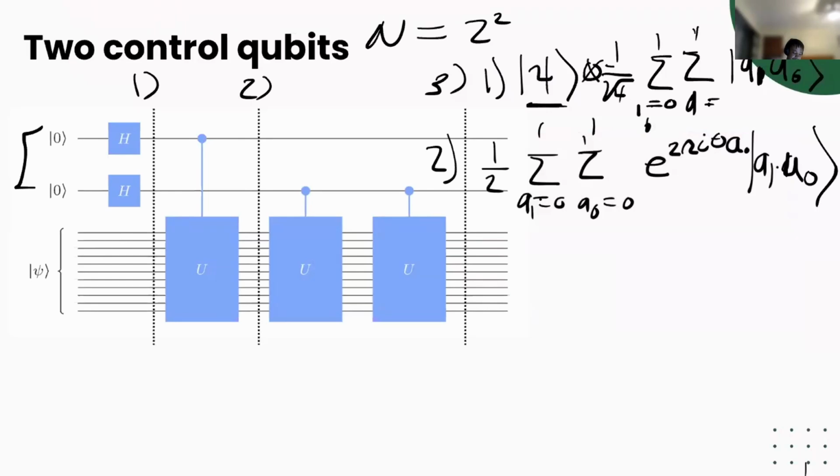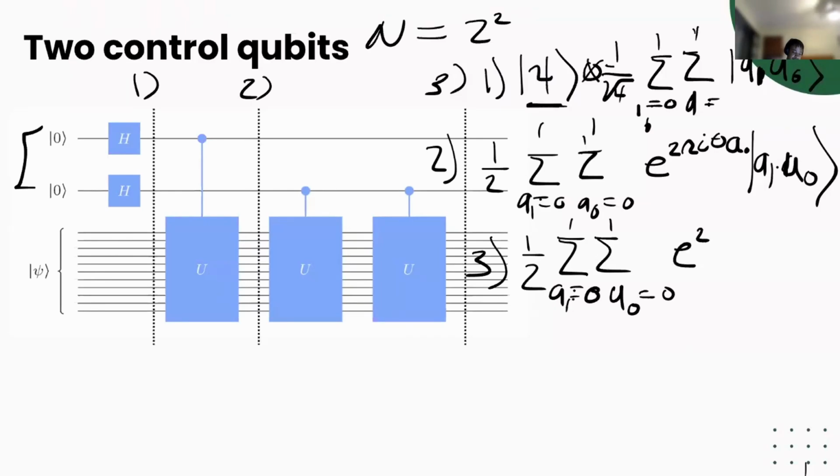What do you think happens when we apply 2 unitaries to the bottom qubit? So we get 1/2 our state, a1 equals 0 to 1, a0 equals 0 to 1. And we get e to the 2 pi i, parentheses, theta, parentheses, 2a1 plus a0. It's just not enough space.